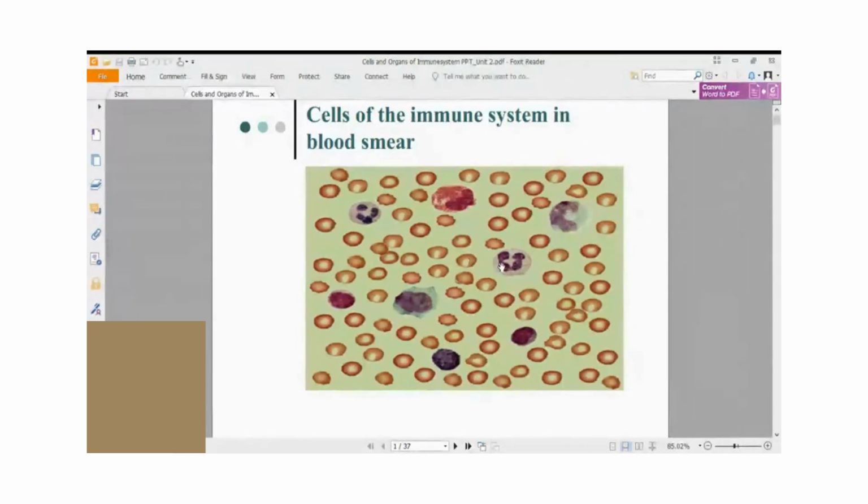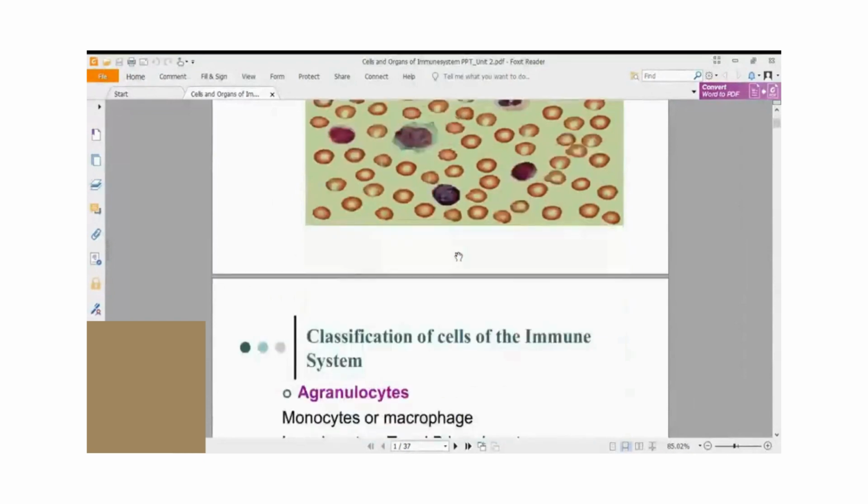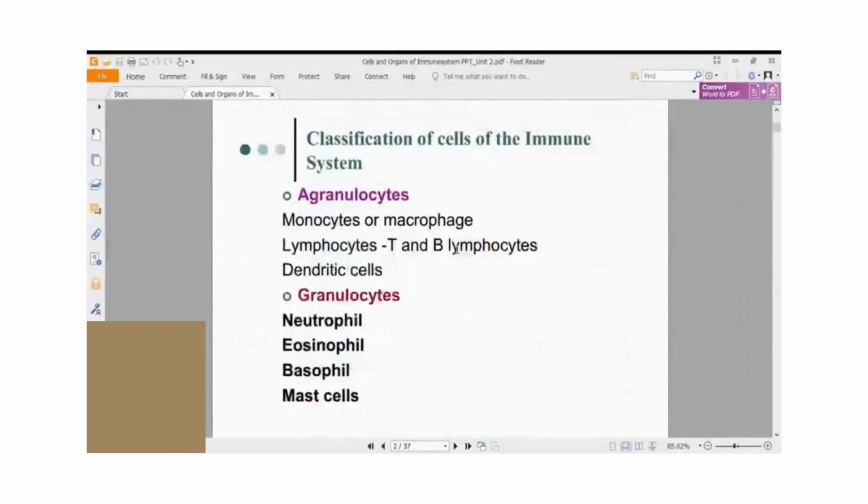Now let us classify the immune cells based on their staining property and the property of the cytoplasm. They can be classified as agranulocytes, meaning without granules in the cytoplasm, and granulocytes, with granules in the cytoplasm. And those granules will stain differentially. Therefore, it is called the differential count of the WBC.